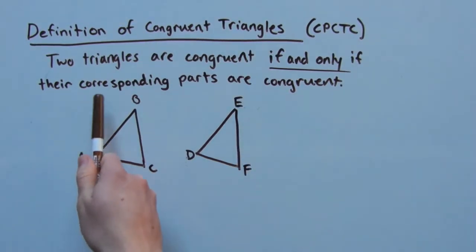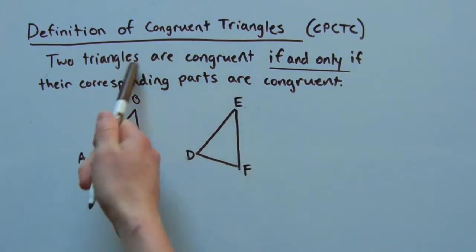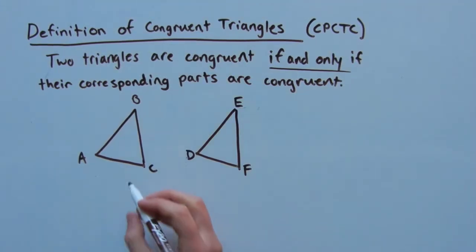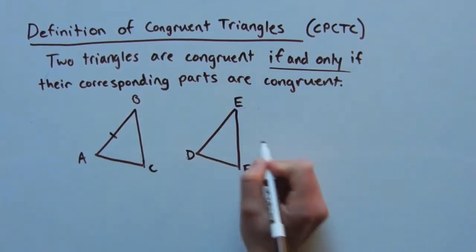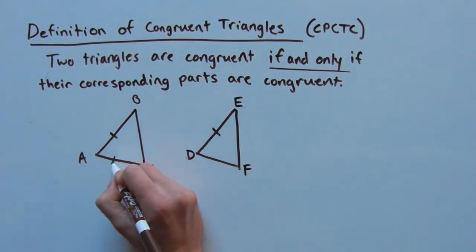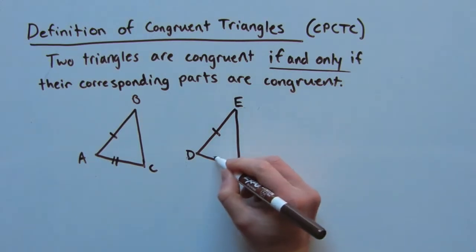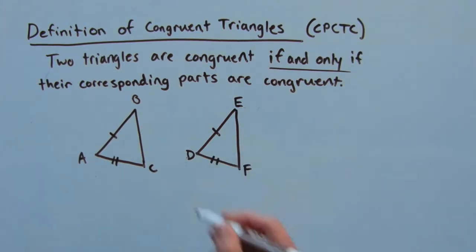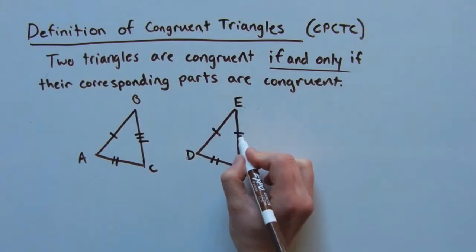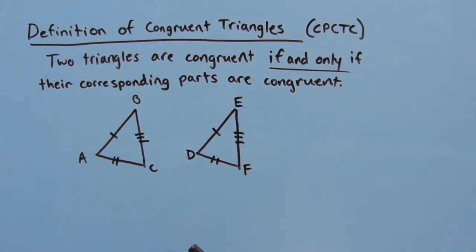So if the corresponding parts are congruent, then the two triangles are congruent. That's saying that this segment AB has to be congruent to this segment DE. This segment AC has to be congruent to this segment DF. And this segment BC has to be congruent to the segment EF.